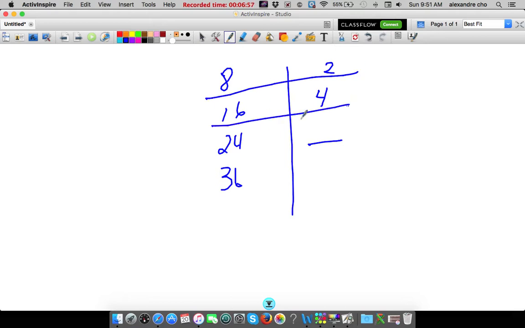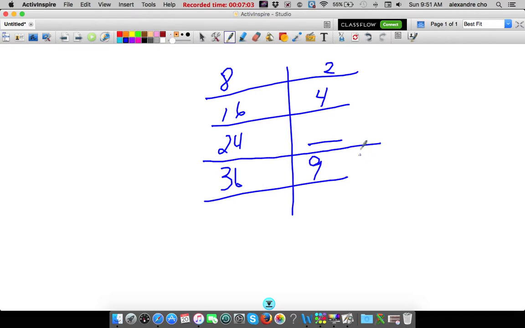Next one, the table below shows the number of tea bags. So 8 tea bags make 2 quarts, 16 tea bags make 4 quarts, etc. So we'll actually write the table. 8, 16, 24, 36. 2, 4, and here we have a question mark, so here's our missing number. And 36 and 9.